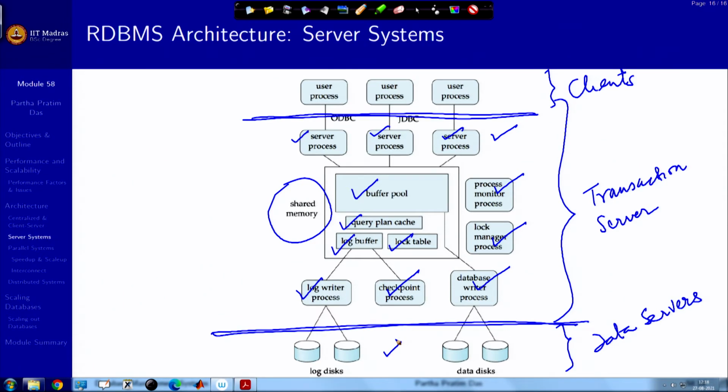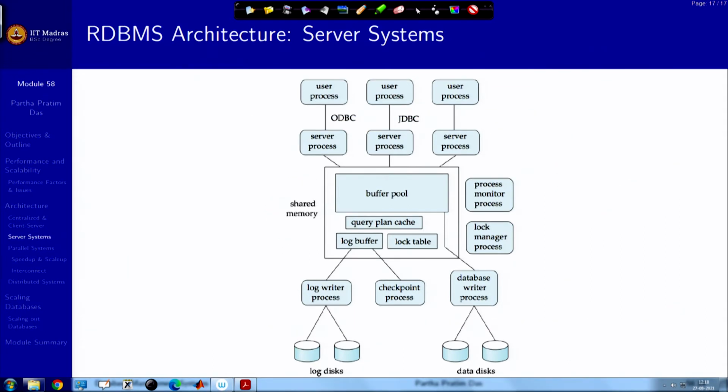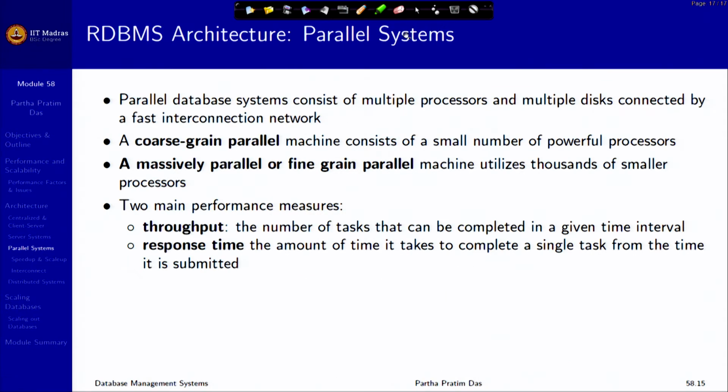We will look into those aspects. So, that is the overall client server architecture that would happen for a typical relational database system. Now, going to the next level, what we can have are parallel database systems.